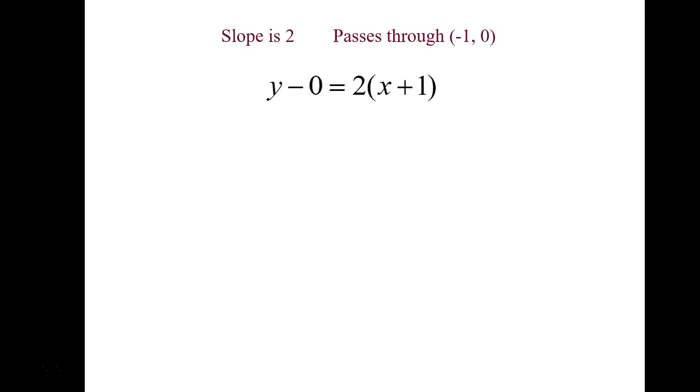So I'm going to write it again in point-slope form. y minus 0 equals 2 times x minus -1. I went ahead and cleaned this one up a little. That wasn't necessary. y equals 2x plus 2 would be the equation in slope-intercept form.